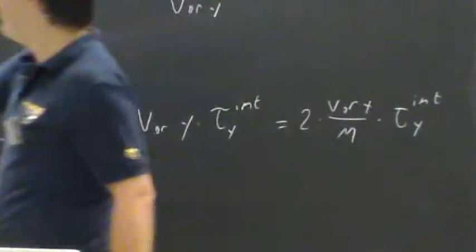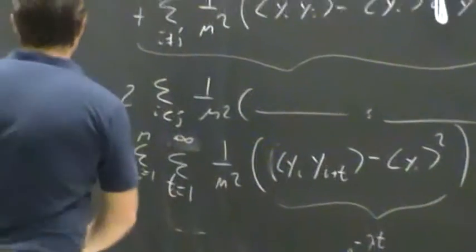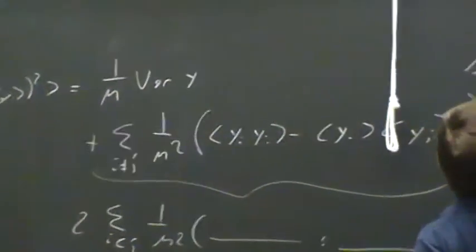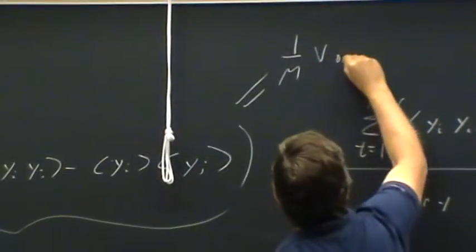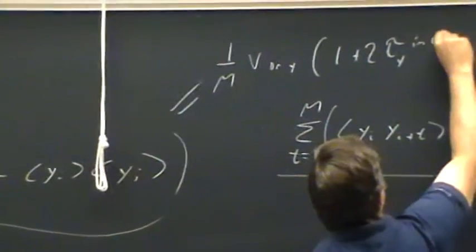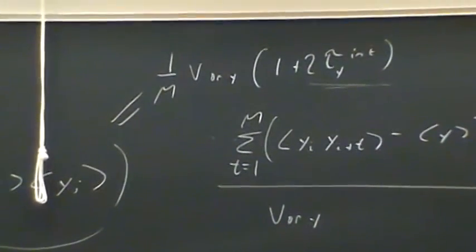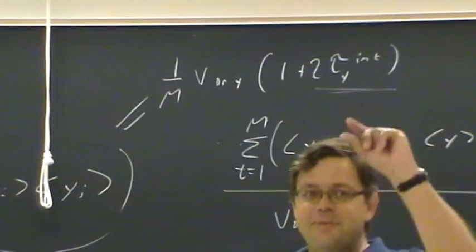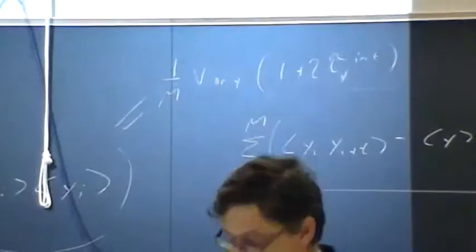So now when I plug this in, the total error bar turns out to be the square root of 1 over m times the variance of y times 1 plus 2 times tau y integrated. Have this extra term here, the error gets larger. And that was what was wrong in the first picture. The error bars were too small. If you calculate them correctly, then it all works nicely.